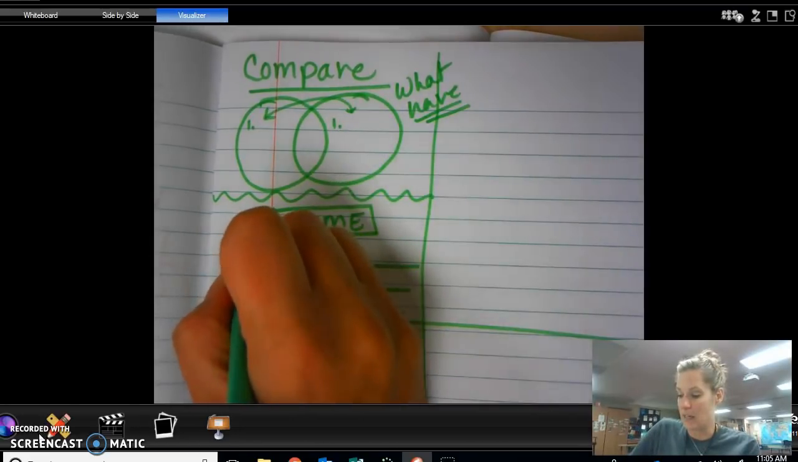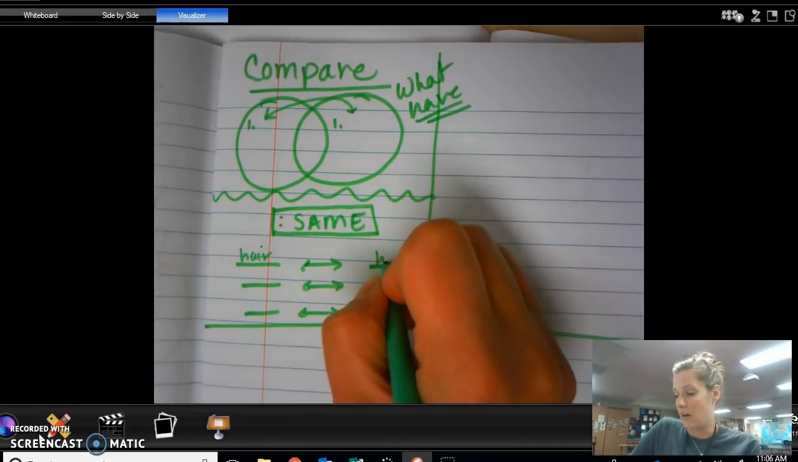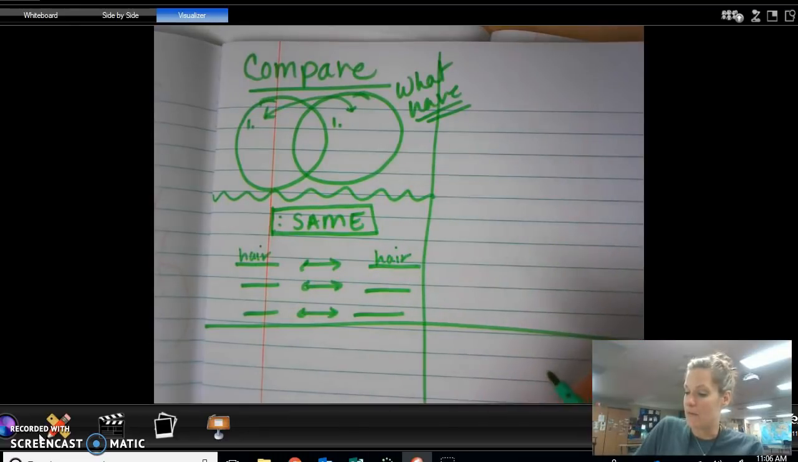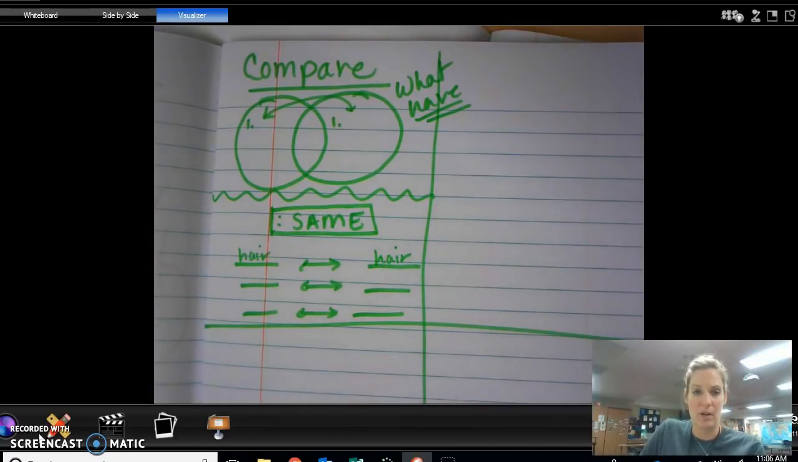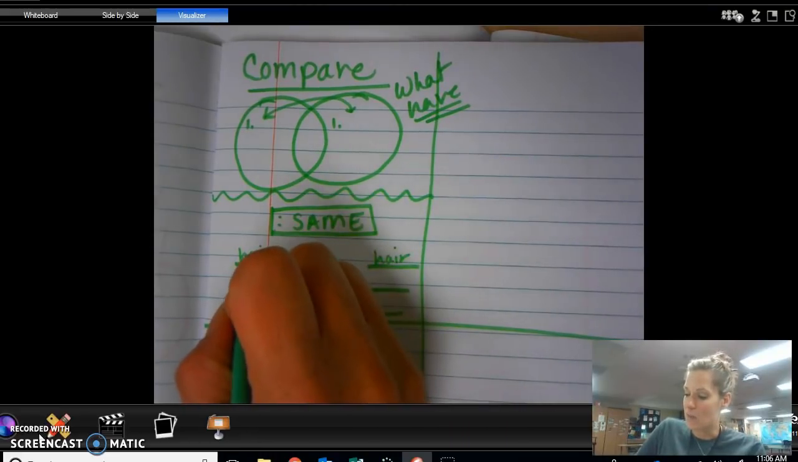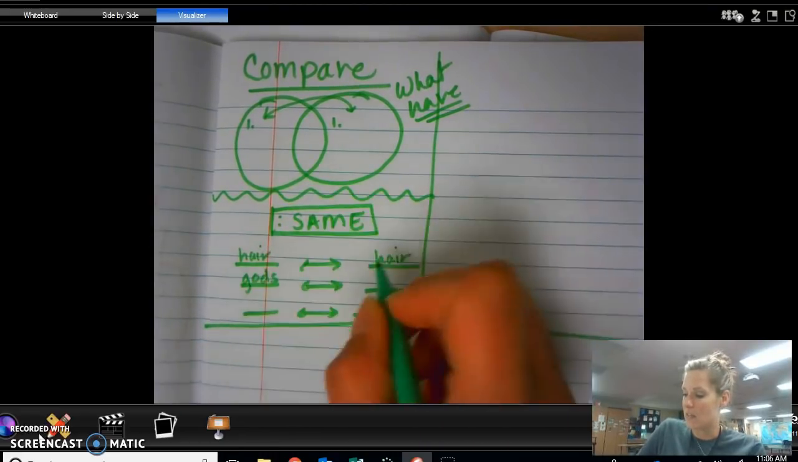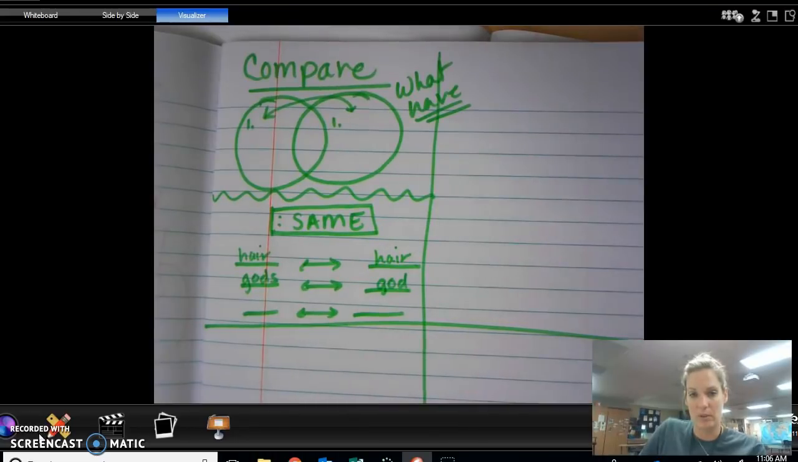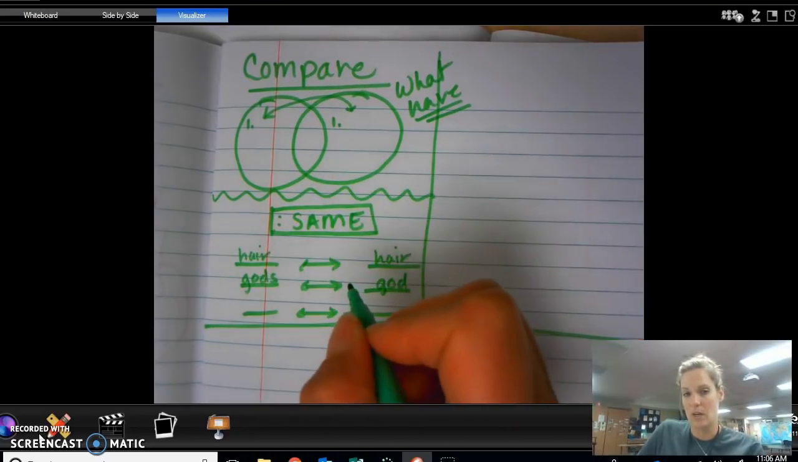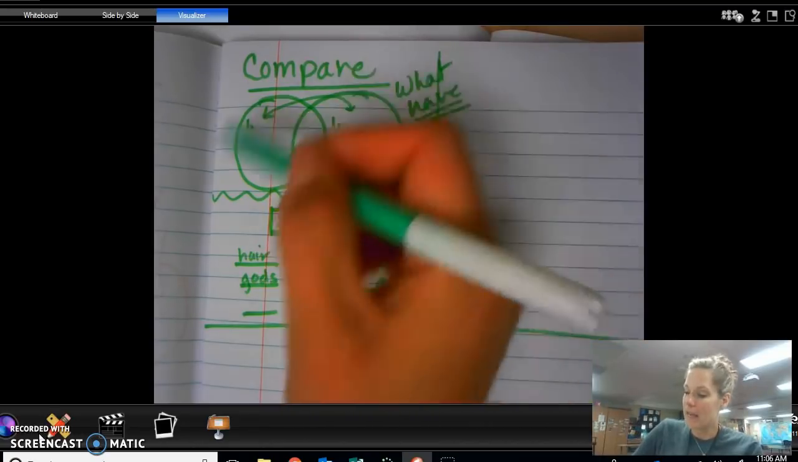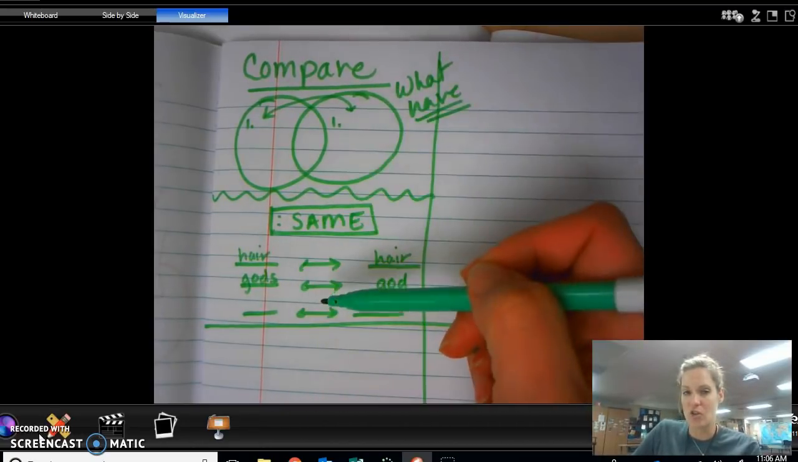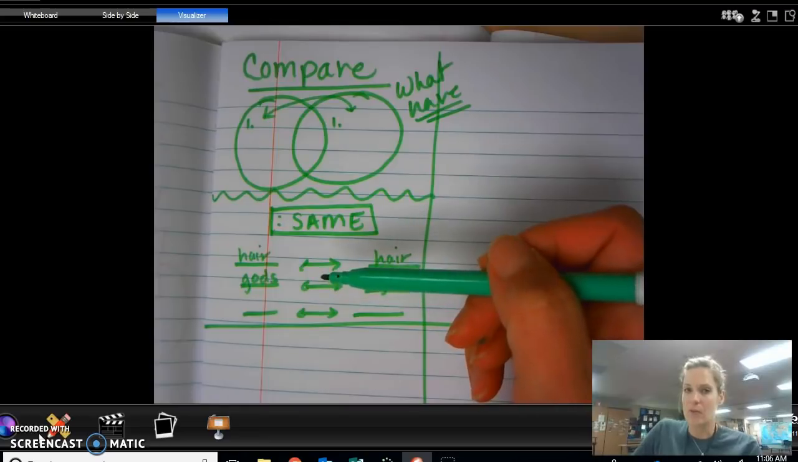This is where you would put like hair, hair. If you are talking about our social studies content, you might talk about, let's say you're comparing Hinduism and Buddhism. Here you might put the gods that they believed in and the god that the other one believed in. And so you'd be able to make sure that the elements match each other. Okay, so comparing, as far as the organization of it, we should be pretty familiar with the brainstorming.